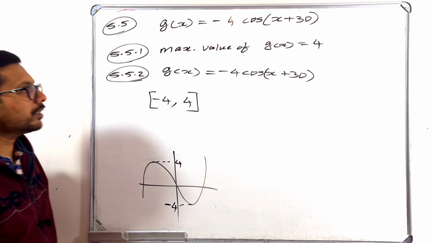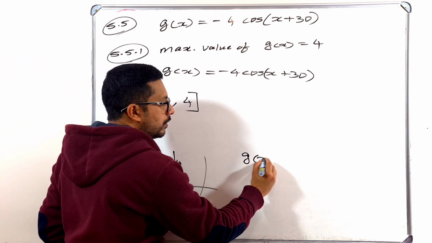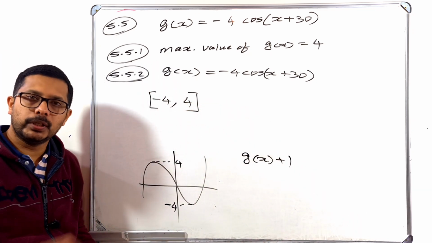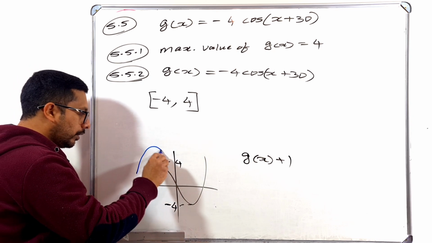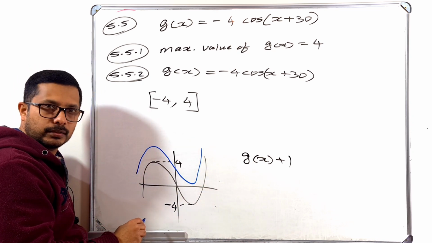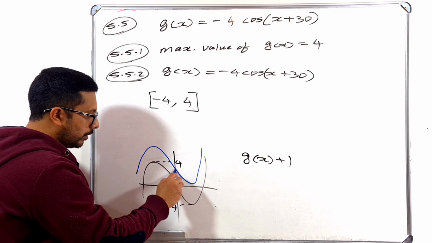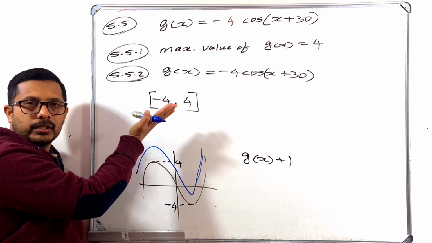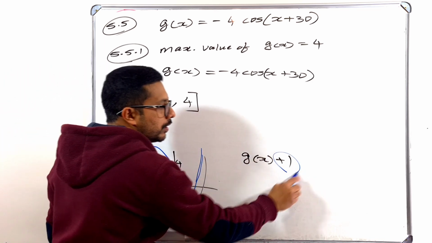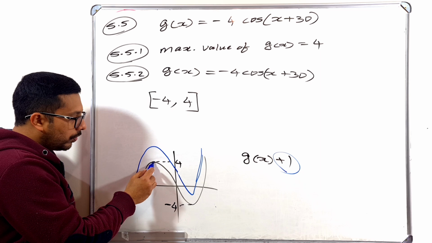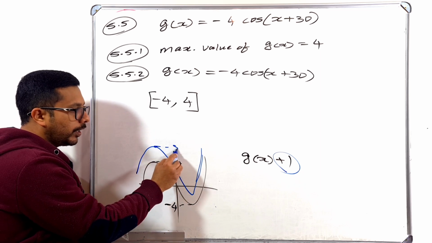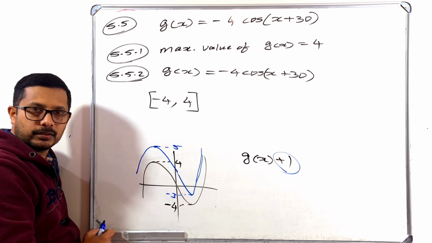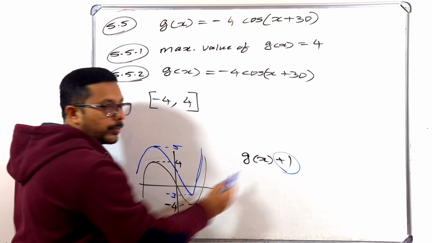Okay, then what is the meaning of g of x plus 1? The entire graph is shifted 1 unit upwards. That means now the new graph is something like this. You understand? Anyway, the entire graph is shifted 1 unit upward. That is the meaning of this plus 1. So this 4 is going to be 5. Am I right? This -4 is going to be -3. That is the range of g of x plus 1.